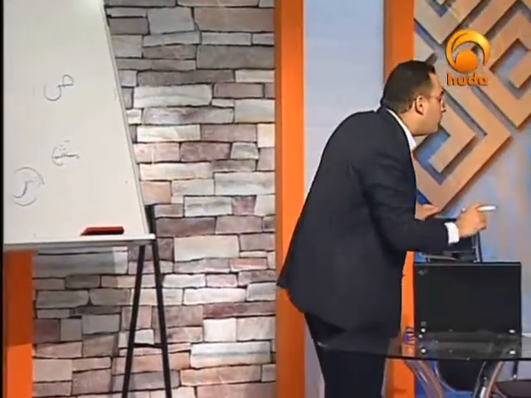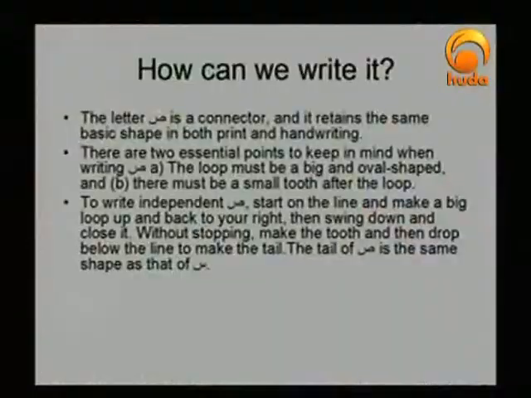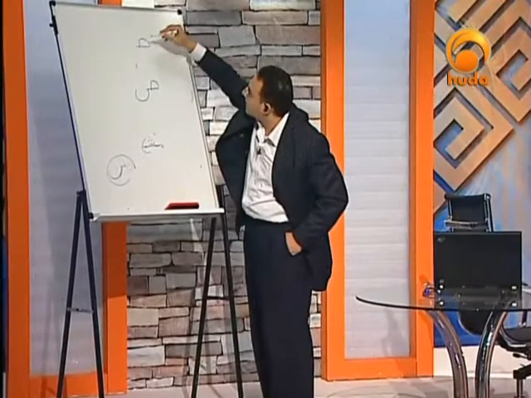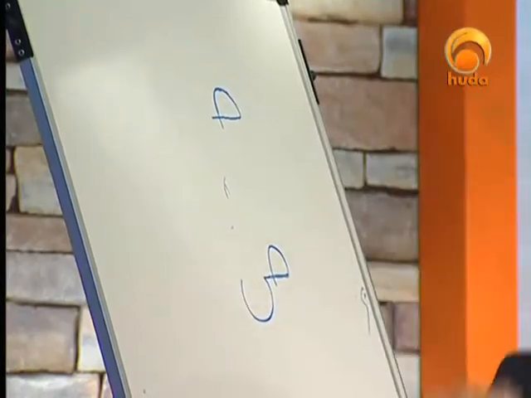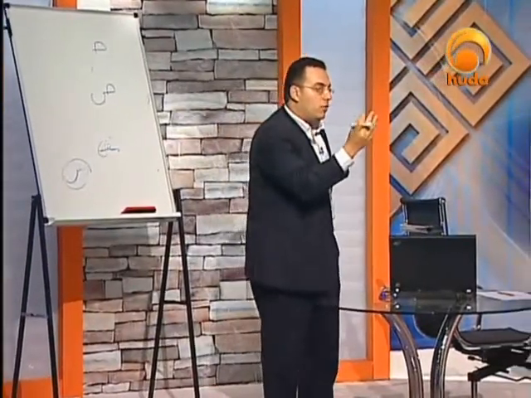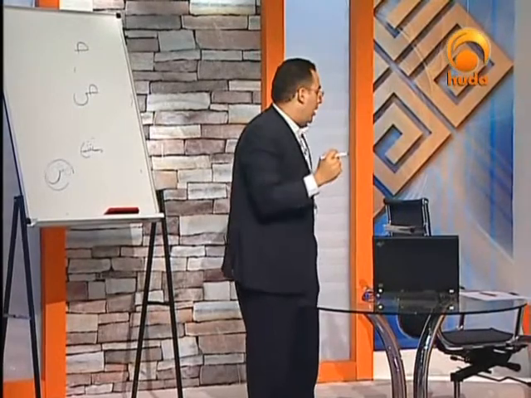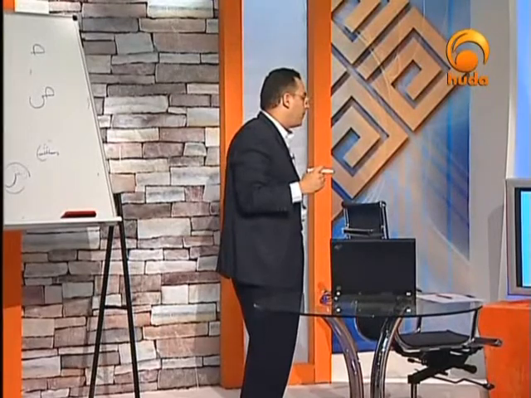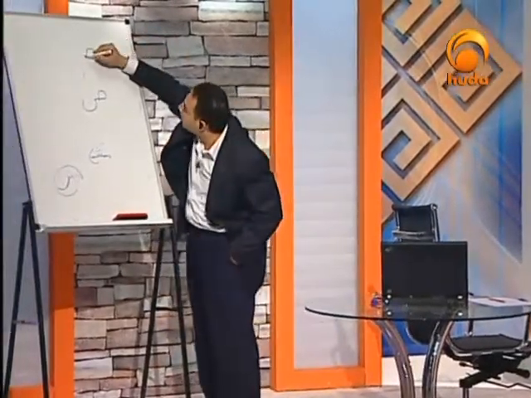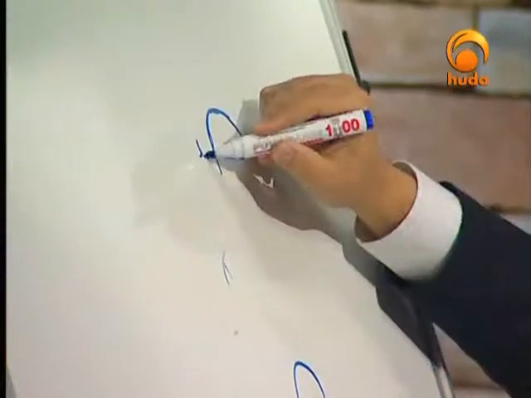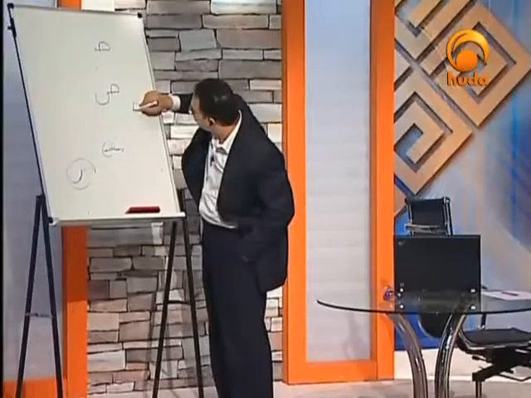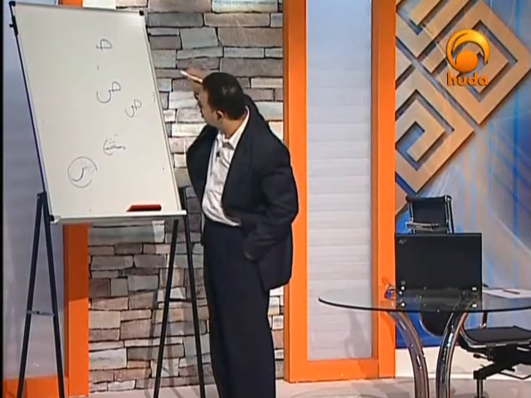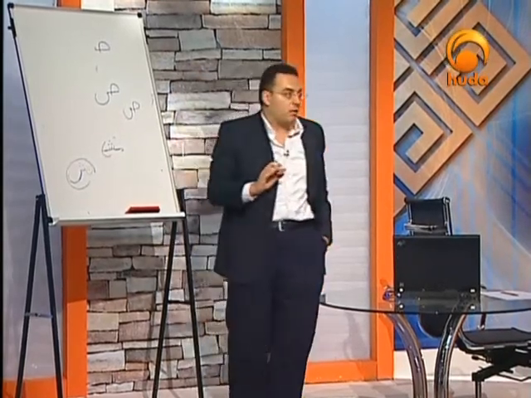There are 2 essential points to keep in mind when writing Sa. The loop must be big and oval shaped. That's what I'm talking about. Take the shape of an oval form. Eggy shape. Right. And there must be a small tooth after the loop. Here it is. Just one tooth here. Can you see that? Yes. And then you make a tail.